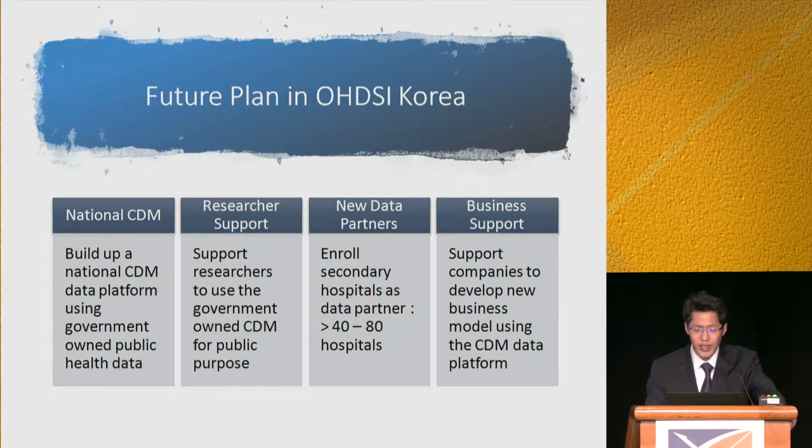And the third one is we will expand the data partners. The FEDERNet mainly consists of the tertiary or teaching hospitals, but in the next new project, we will provide the support to the secondary hospital. And I believe that at least 40 to 80 hospitals can join our consortium, and we hope we can use the cloud platform instead of the private cloud.